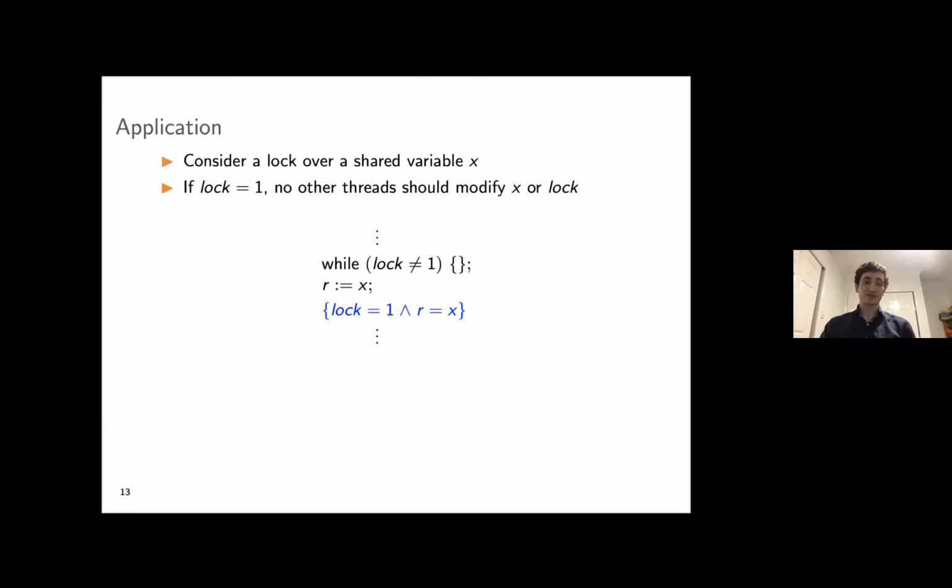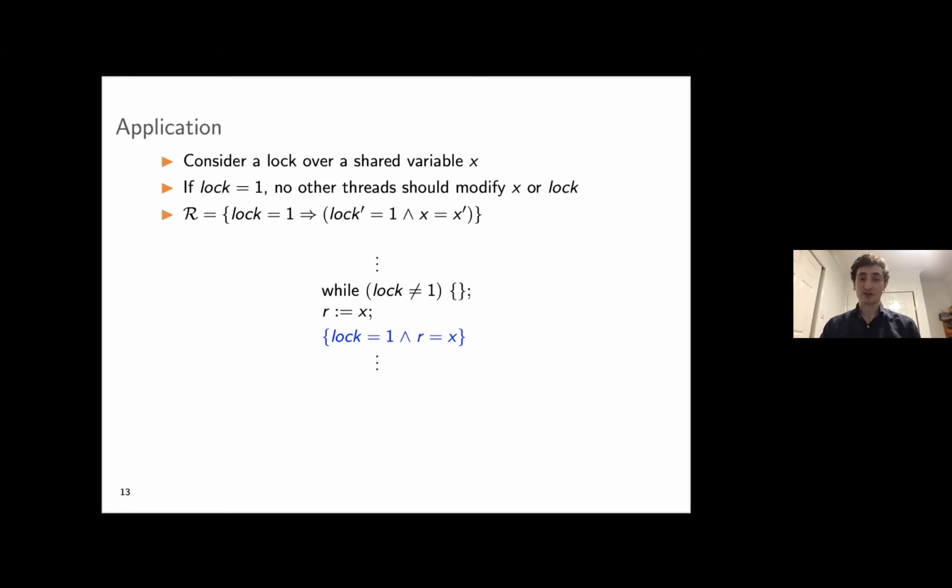So to illustrate, we'll consider a simple application, a lock over a shared variable x, the idea being that when the lock is 1, no other threads should modify x or the lock. And so we can encode that in the simple rely. If the lock is 1, then after any environment step, the lock should still be 1, x shouldn't have changed. We use the prime variables here to indicate the post state after an environment step. Then applying simple weakest precondition reasoning, we can get back to a precondition of true given the particular post condition we want to establish. And we know that the environment won't invalidate this reasoning because each of those predicates are preserved by that rely.